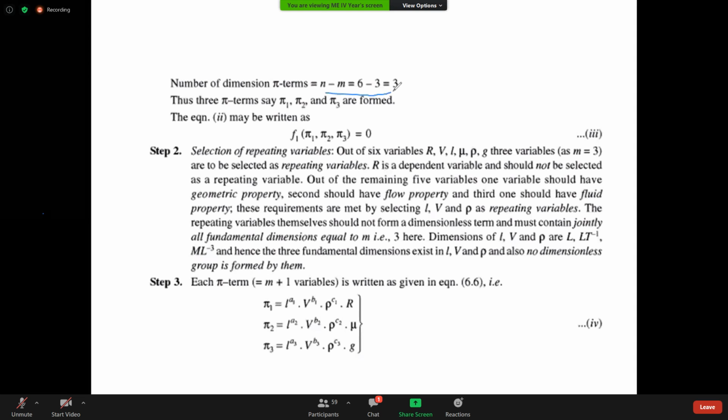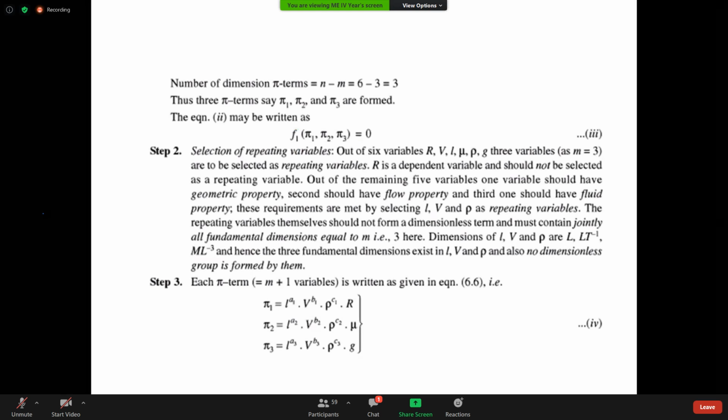Number of pi theorems: pi 1, pi 2, and pi 3. The function of pi 1, pi 2, and pi 3 is equal to 0. We can write it including all three pi theorems. Now, what is pi 1, what is pi 2, what is pi 3? We have to decide it.